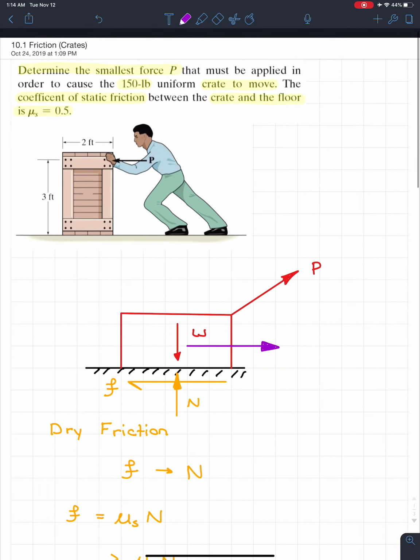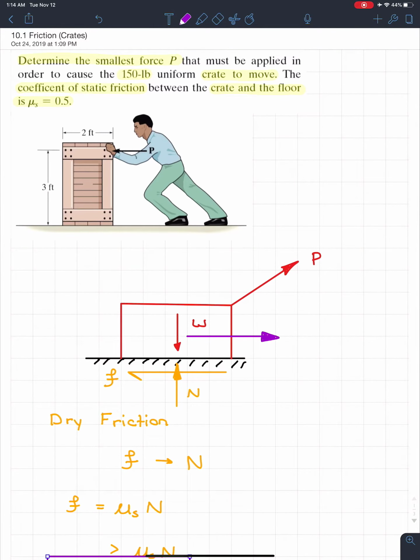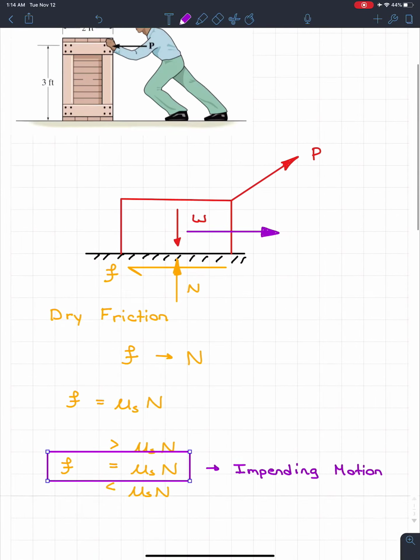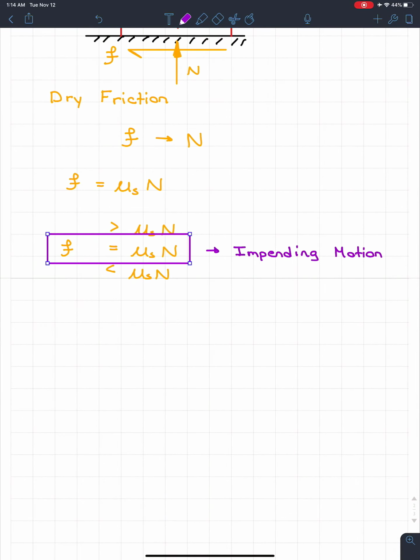So if you have a question like this, and it says very specifically, what is the force to cause the crate to move? Well, then you're going to fall into this category right here, because the force required to just make something move will have that impending motion relationship, which is very, very nice because it's just equal to something. The other two cases are a little bit more challenging.